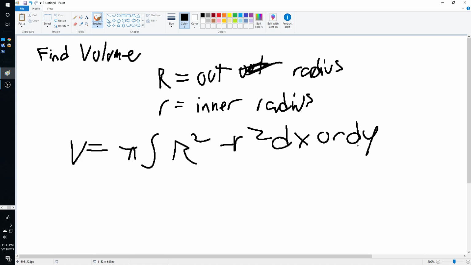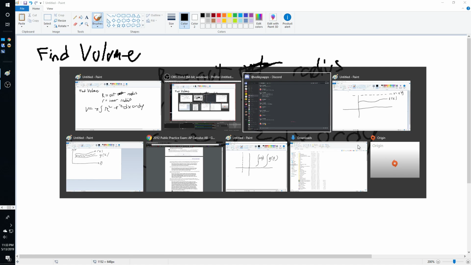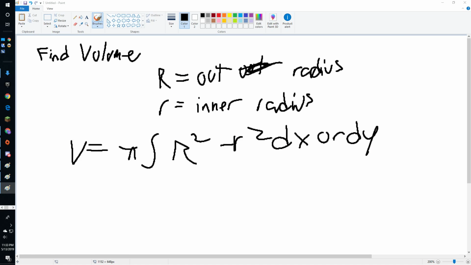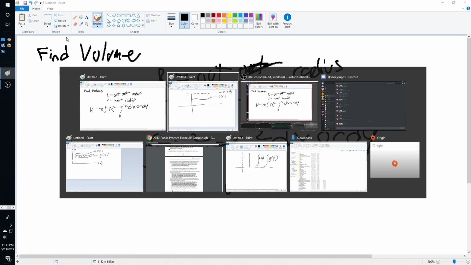And basically, that's it for volume. It's really not that difficult. There's disk and washer, but it's really just the same thing. It's just that in this method, I believe this is going to be 0. Alright, so let's go through sample problems, and we should be good to go.